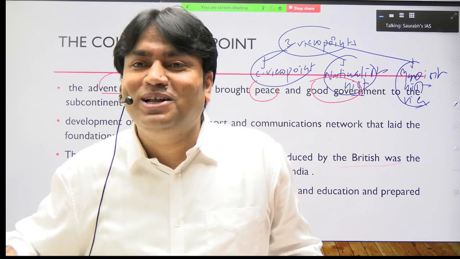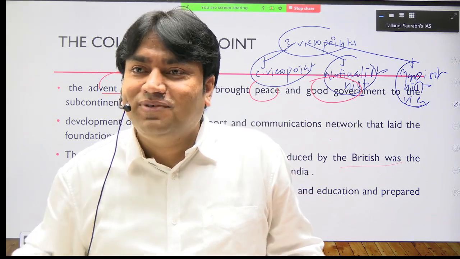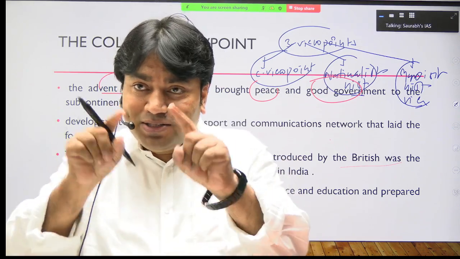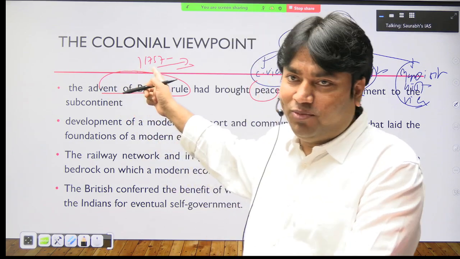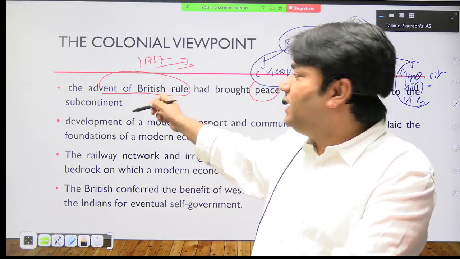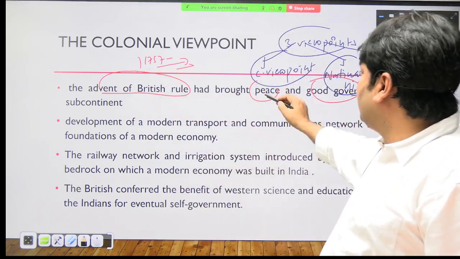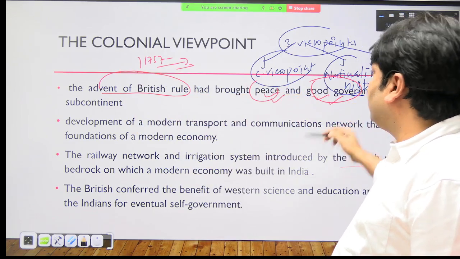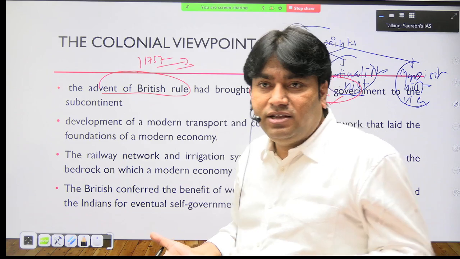That is the white man's burden theory. One theory is the civilizing mission theory. Okay, these all are what? Colonial viewpoint. And the colonial viewpoint says that the advent of British rule had brought what? Peace. It had brought what? Good governance in the Indian subcontinent.